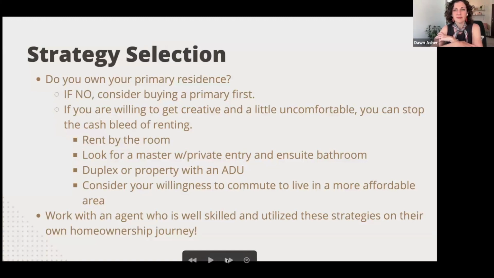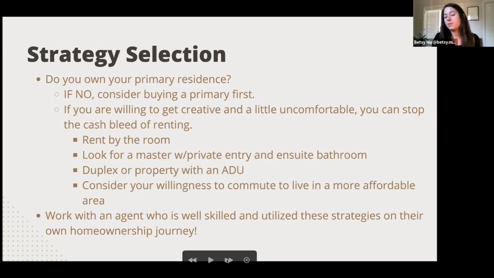So you might be thinking, where do I even get started? How do I choose my strategy? So if you don't own your primary residence, of course, we want to push you to consider buying your primary first. If you feel like, I want to buy my primary, but it's not comfortable buying and just having it be a place that you can solely foot the mortgage yourself, I want to invite you to get creative and perhaps a little uncomfortable, so that you can stop the cash bleed of renting.